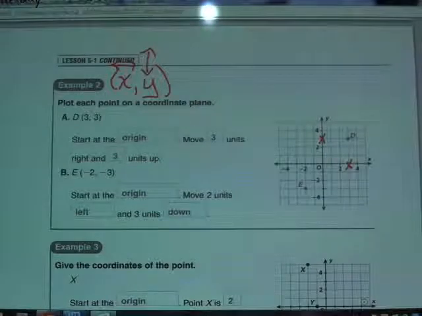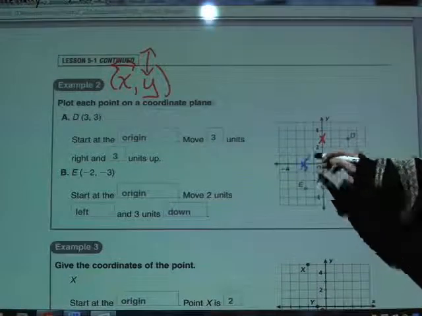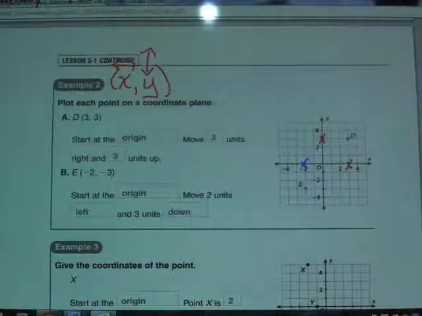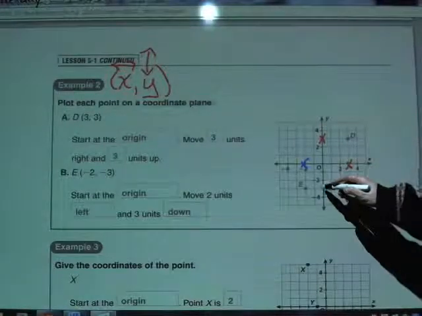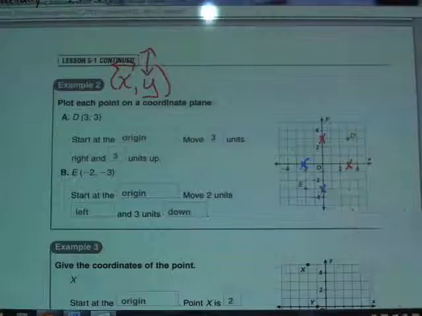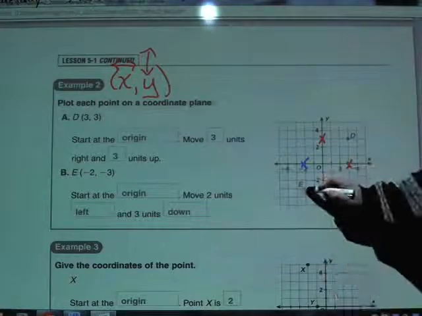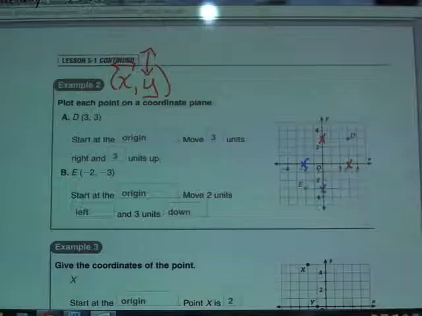Let's try B. -2, -3. So if we're working with -2, -3, that means I'm going to go to -2 on the x-axis, because again, the first number always represents where it is on the x-axis, the one that runs left to right. And the second number there is -3. So I'm going to mark off where -3 is on the y-axis. And again, I'm just going to pull my fingers together to where those meet, and that happens to be the point right here, marked E.